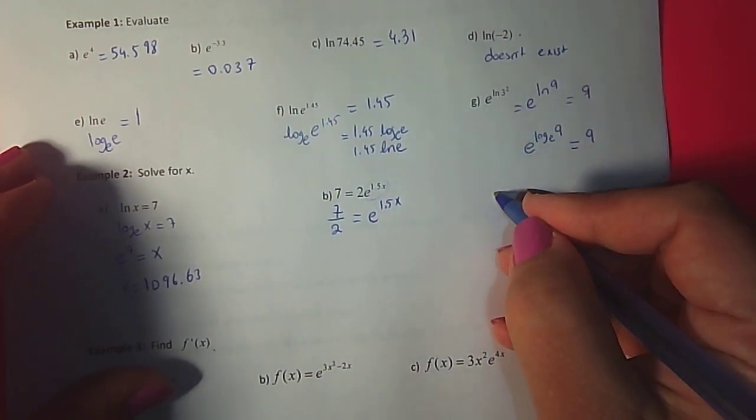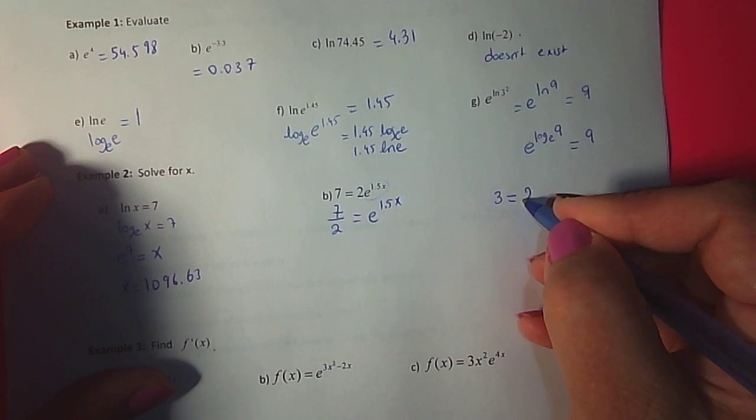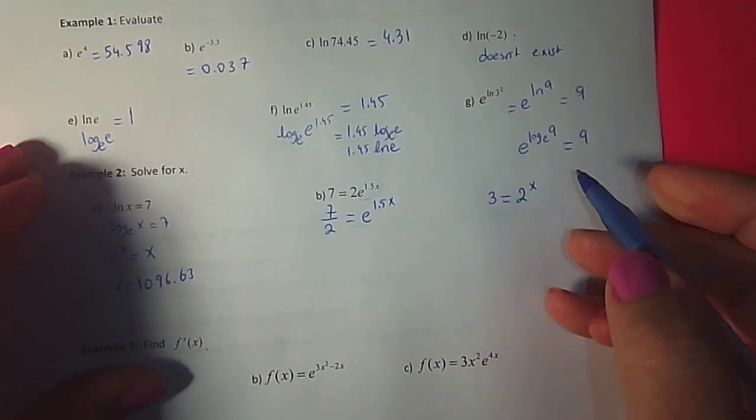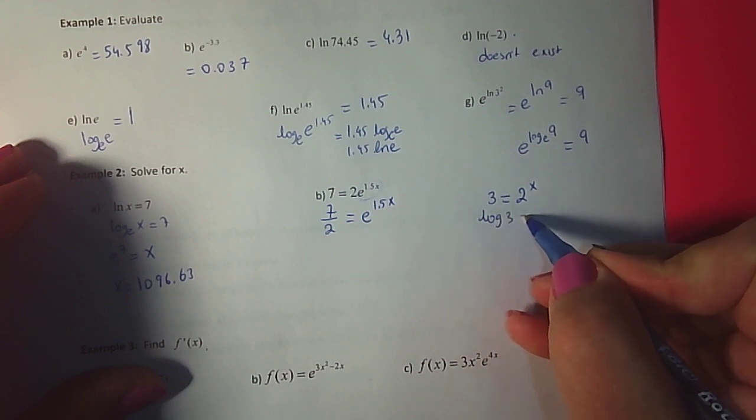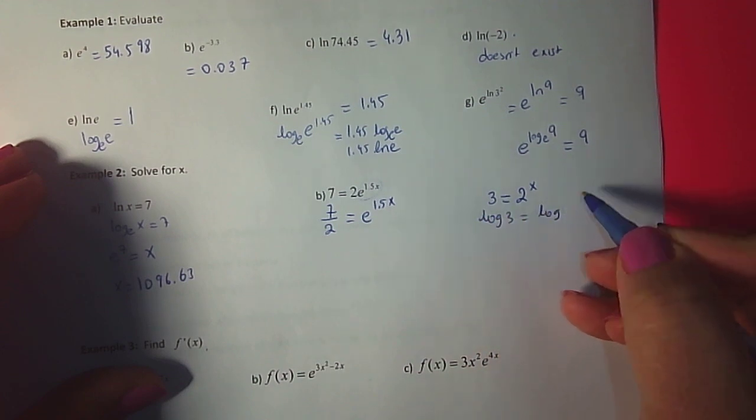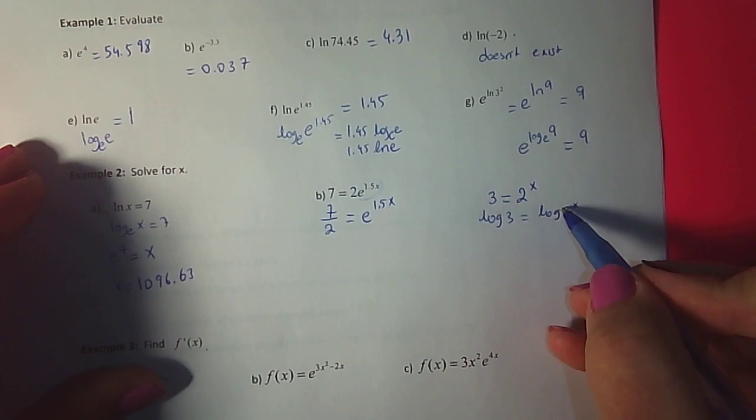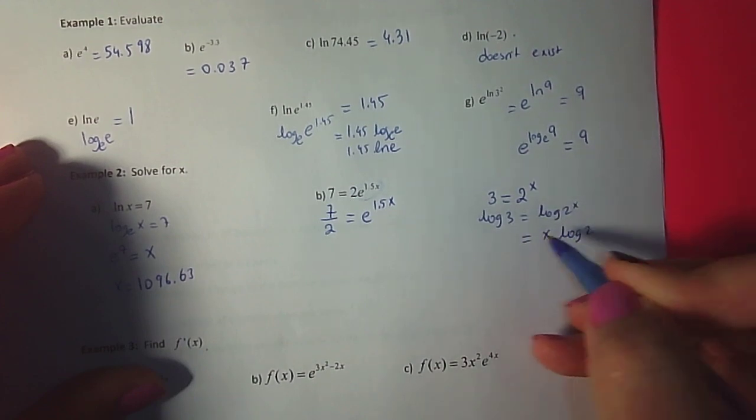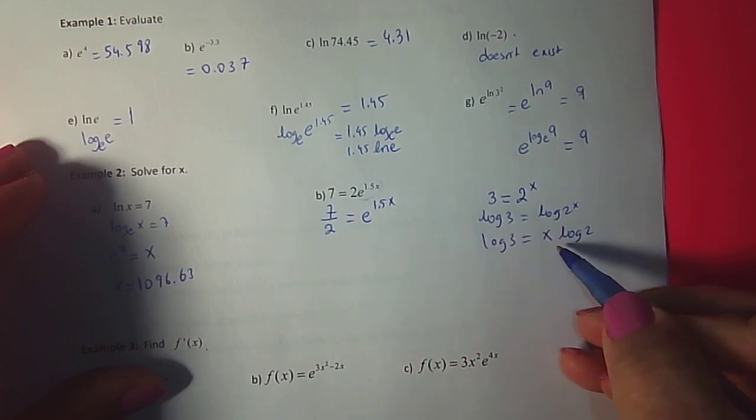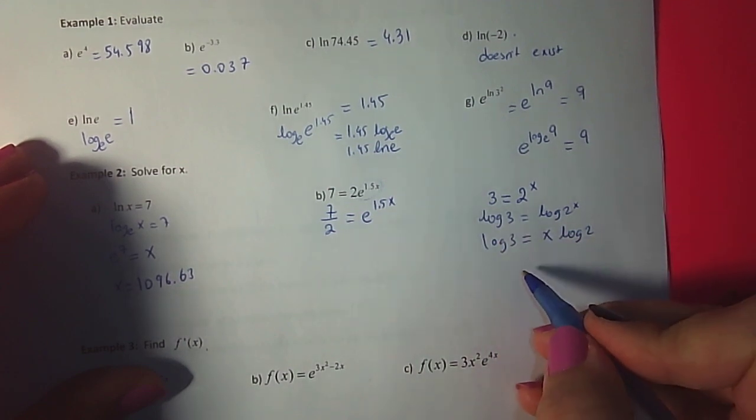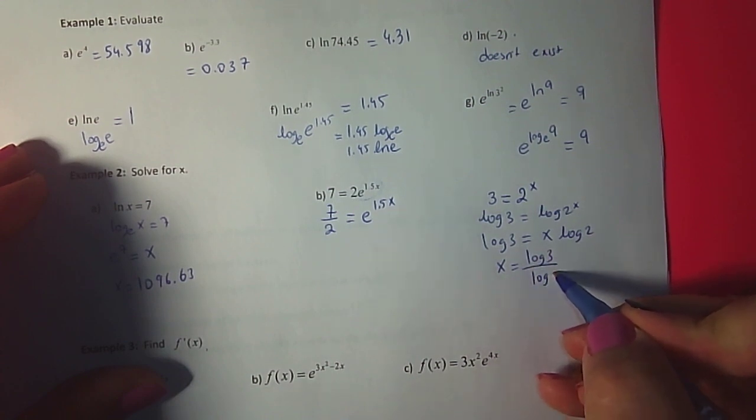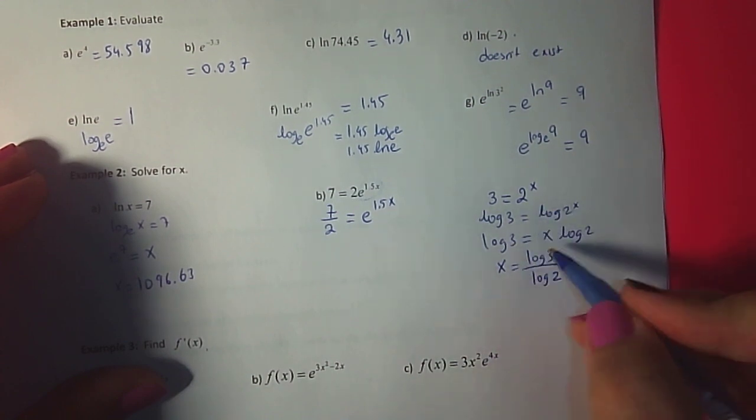Let's say if you have 3 equals 2 to the power of x, how do you solve this? We were taking the log of both sides, and then using the power rule. On the right side, we were getting x times log 2. Then to isolate x, divide both sides by log 2. So you would get log 3 over log 2. That's how we were doing it.